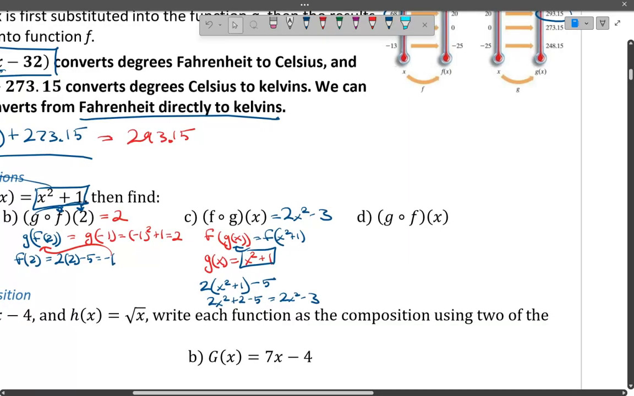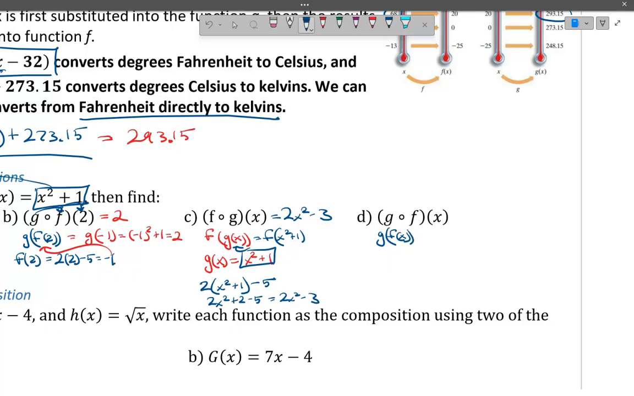And again, if we switch the order of the composition, we now have g of f of x, which means g depends on f of x. Since f of x is 2x minus 5, we can rewrite this as g of 2x minus 5. Now 2x minus 5 becomes the input into x squared plus 1. So we'll get (2x minus 5) squared plus 1.